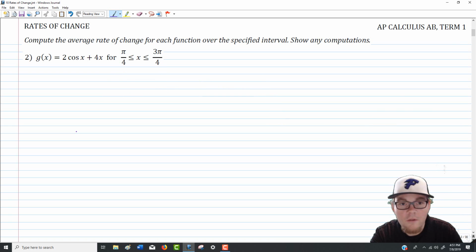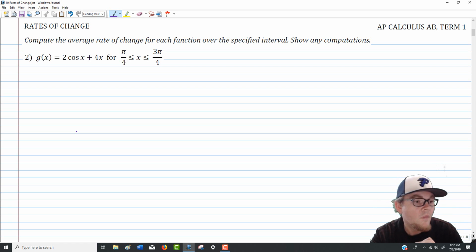Our first question that we're going to address today comes from the first section of the assignment, which asks you to simply compute the average rate of change for each function over the specified interval and to show any computations. So in this section, your job is to use the difference quotient that gives us what we used to call the secant line slope, or just plain old the slope. It's not going to give us the derivative, but it'll give us a good approximation for the derivative over that particular interval.